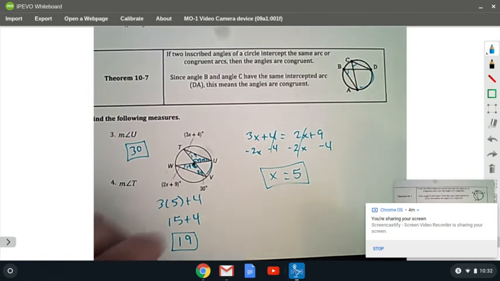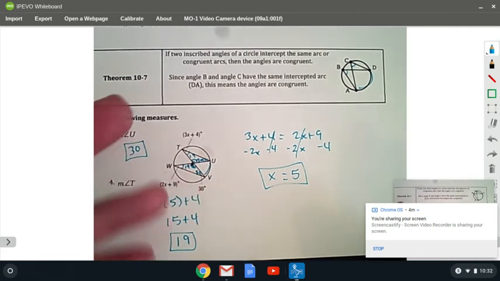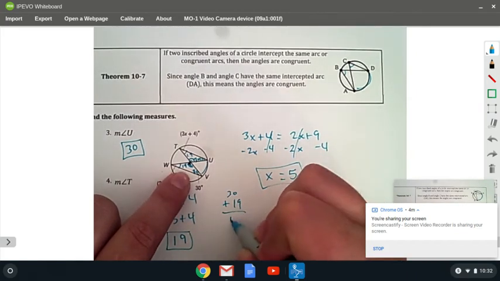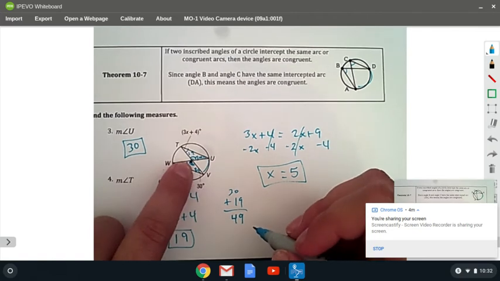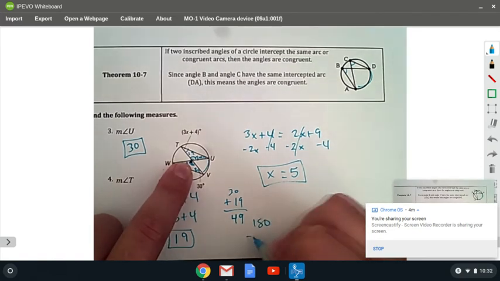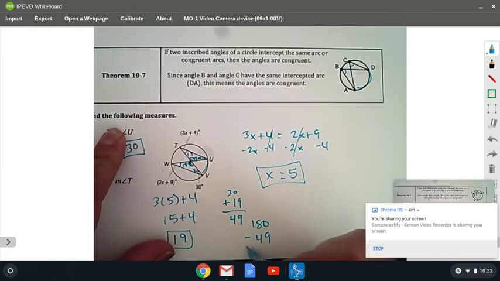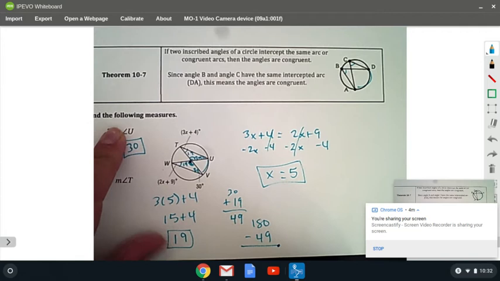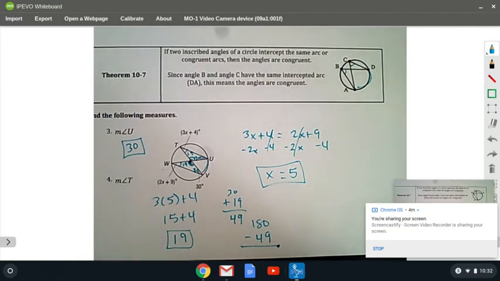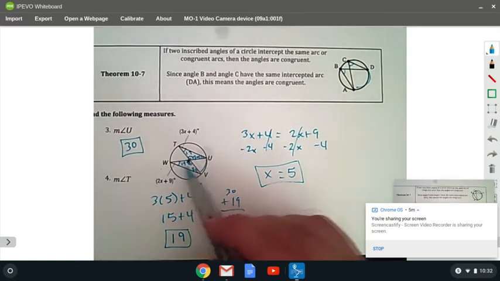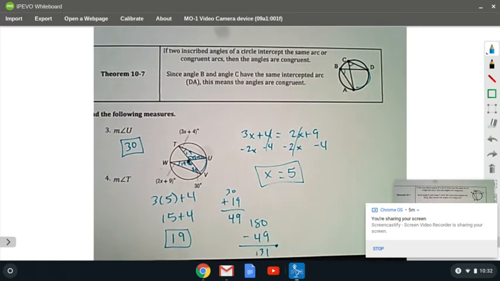If you didn't know that those would have to be equal due to vertical angles, you could have solved this out. You could have done 30 plus 19 is 49. Then you could have found this missing middle angle by doing 180 minus 49, because we know 3 angles in a triangle add to 180. So 180 minus 49 would give us 131. So you also could have ended up solving all the angles, and you would have got the same answer.